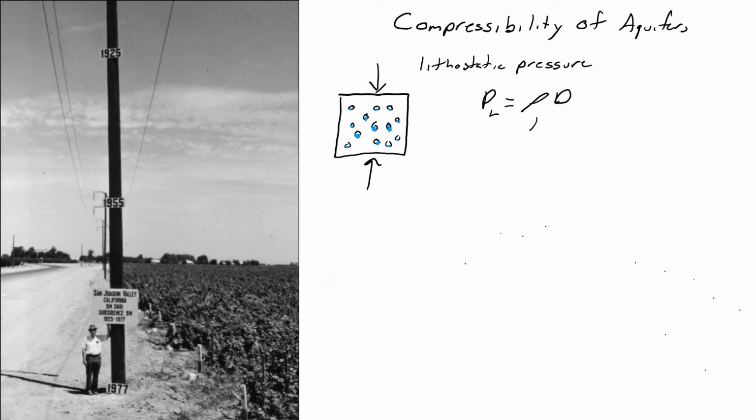So density, what units do we use for density? Kilograms per meters cubed. Height, or we're going to call, let's see, depth. Let's use D for depth. Measure that in meters. And then gravity, which here is 9.8 meters per second squared. So density times depth times gravity.